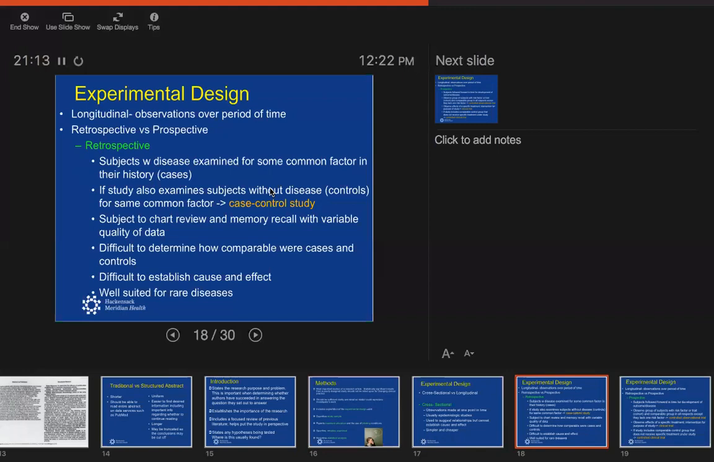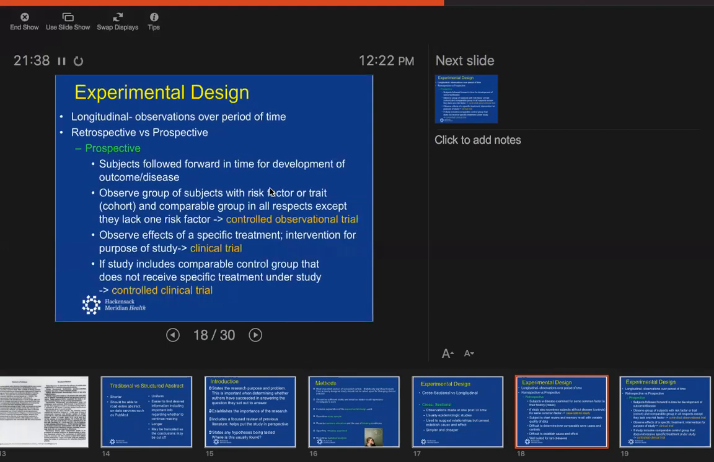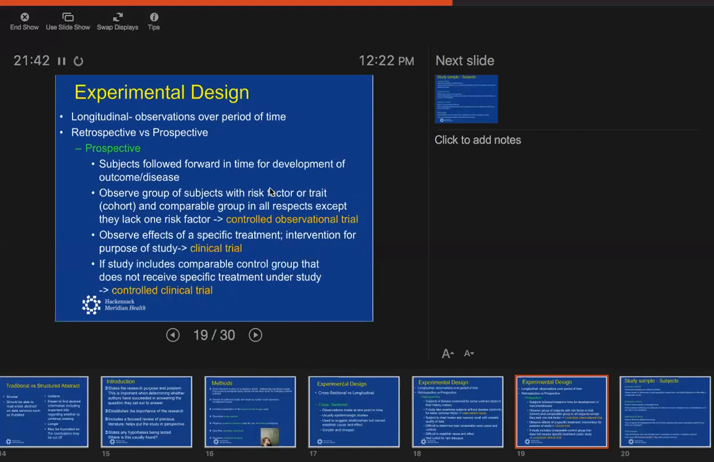But this type of study design is well suited for rare diseases because you already have the cases, the subjects who have the condition. You don't have to wait a long period of time for subjects to develop a rare disease. So if you already have a population with a rare disease, this, even though it has some flaws, can give you answers quicker than some of the other study designs. So a prospective study follows subjects forward in time for development of an outcome or disease, and that can take a long time.